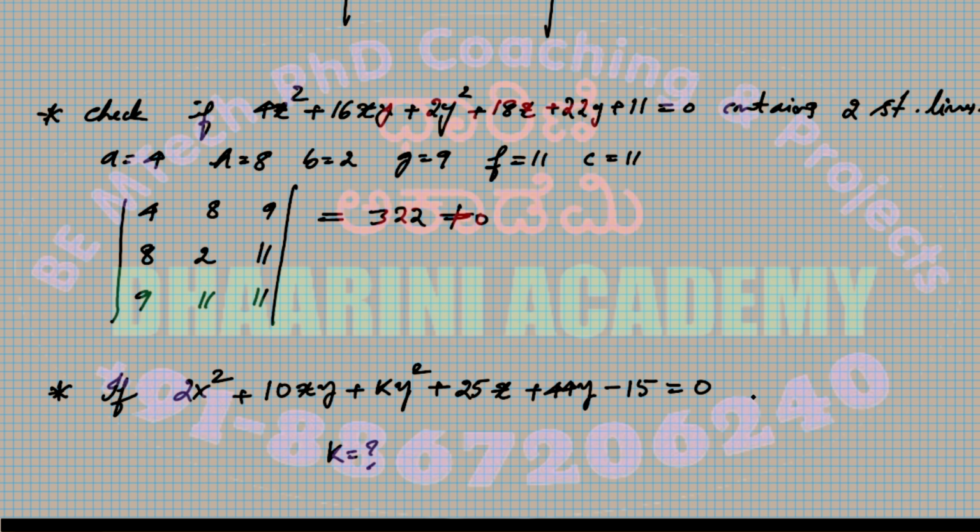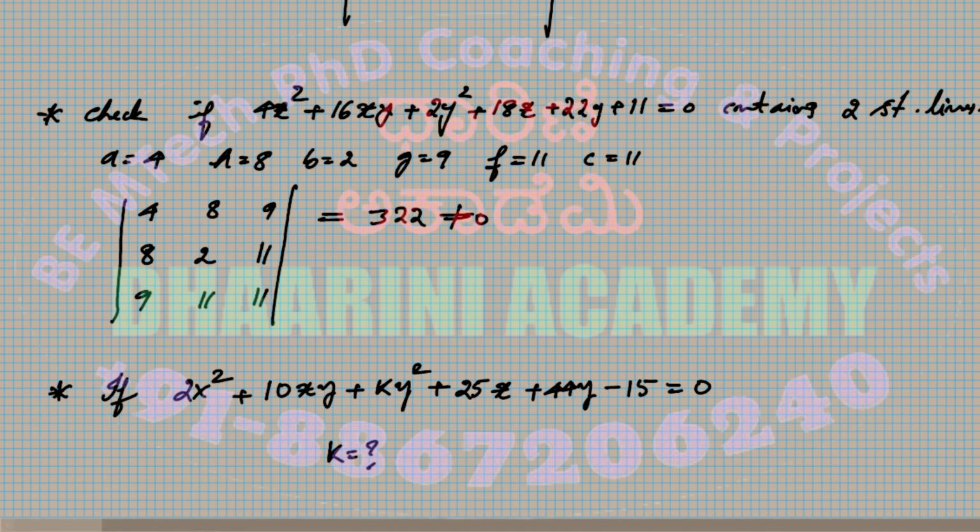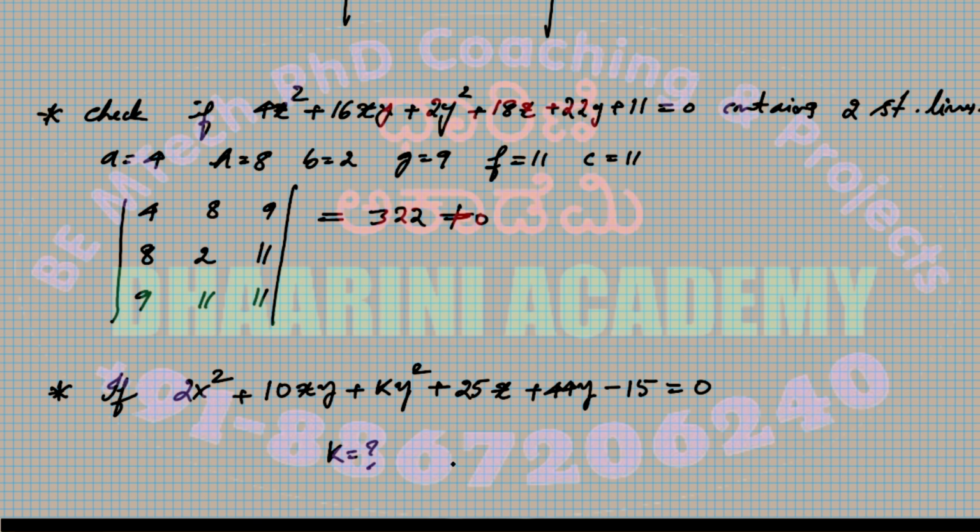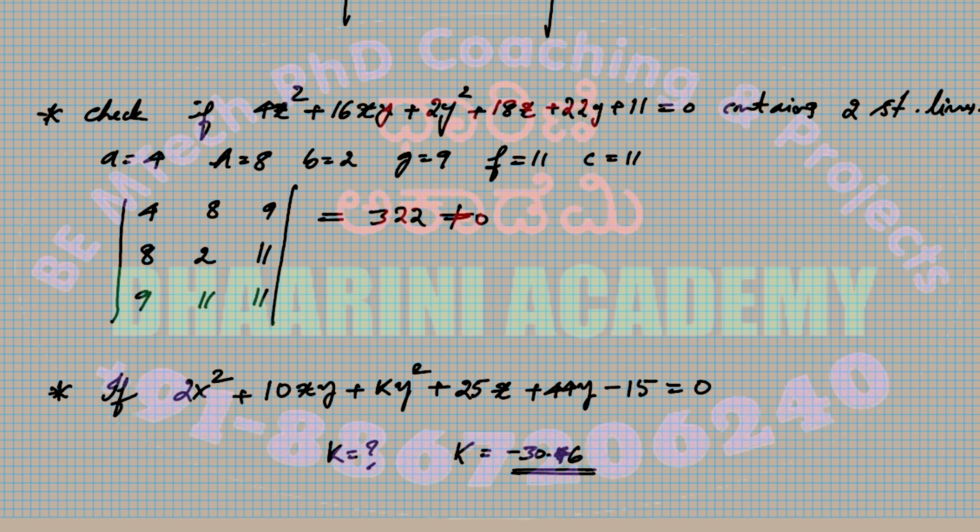Okay, so now what we have to do is write a very similar determinant with the k in place and solve for k. When we solve for k, we get k is equal to minus 30.46 as the value of k, such that this equation contains a pair of straight lines.